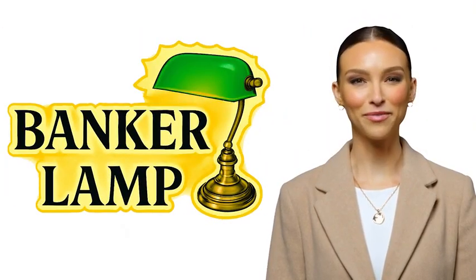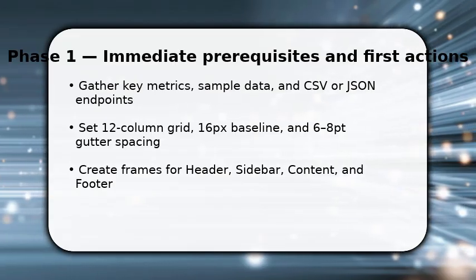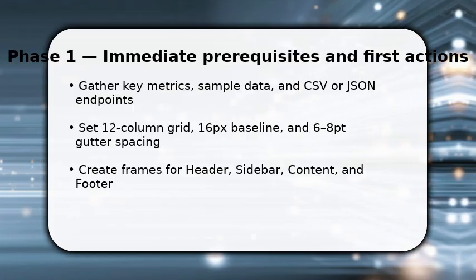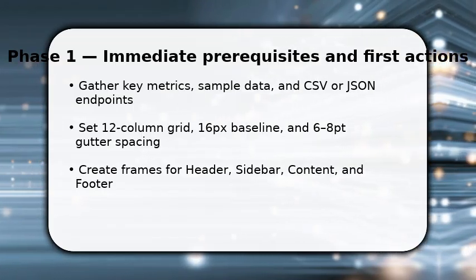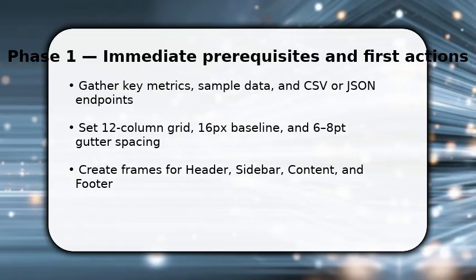Please enjoy the video. You begin by defining what matters. Pick the primary metrics and import a CSV or JSON sample so you design to real content. Once done, set a 12-column grid and a 16px baseline to keep spacing consistent across cards.